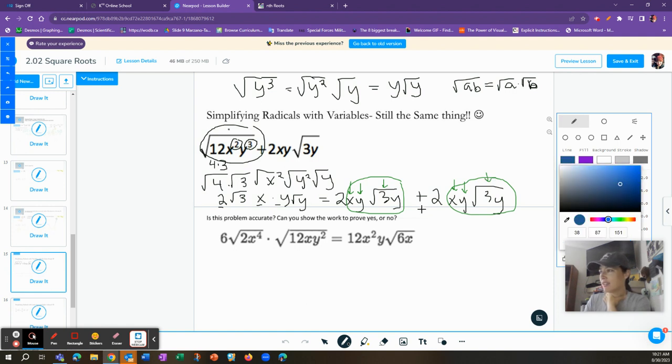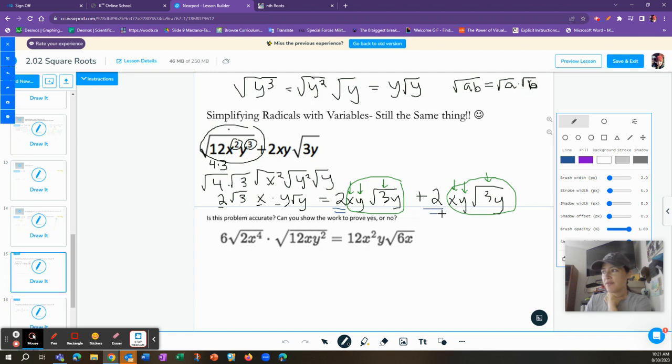what is going on? We can add the coefficient together. And then the final answer for this one, 4xy square root of 3y.